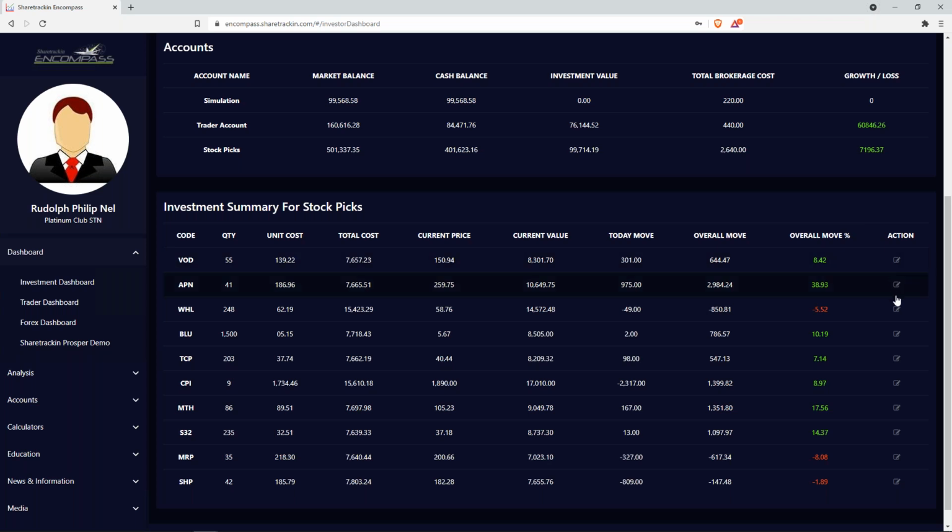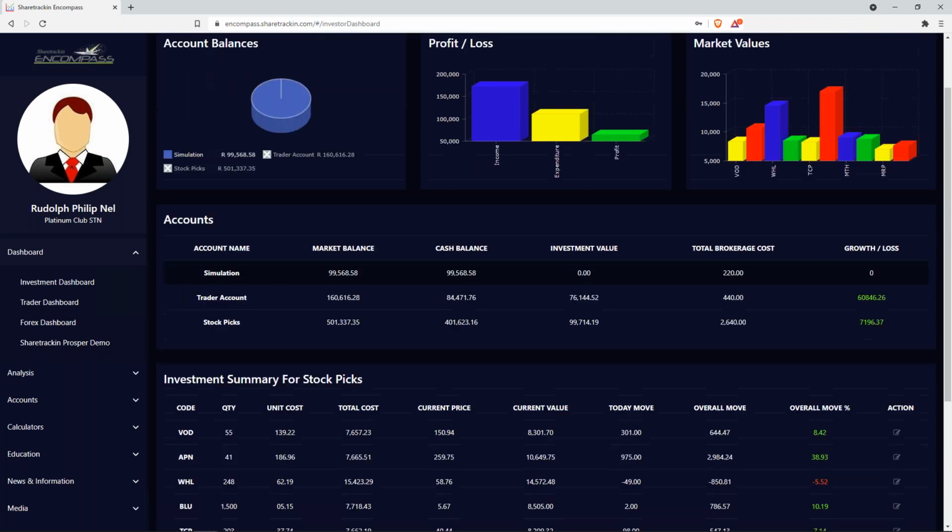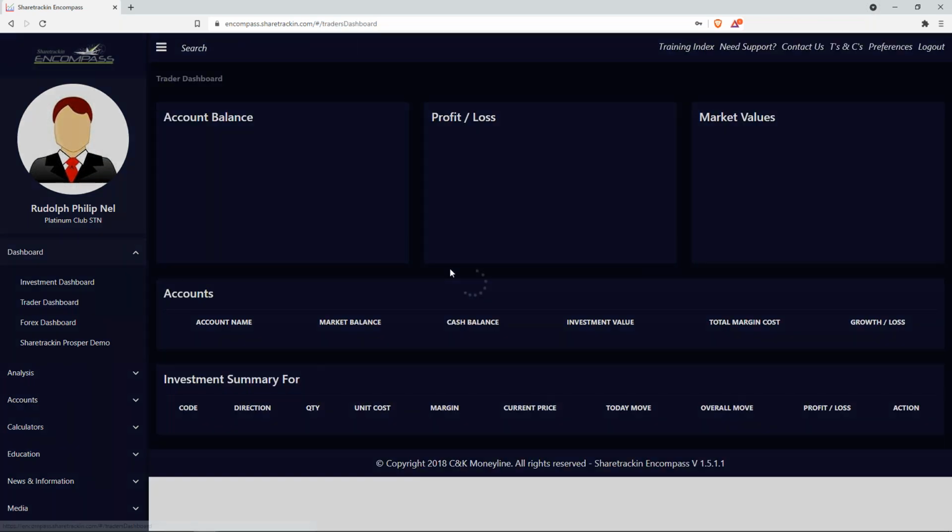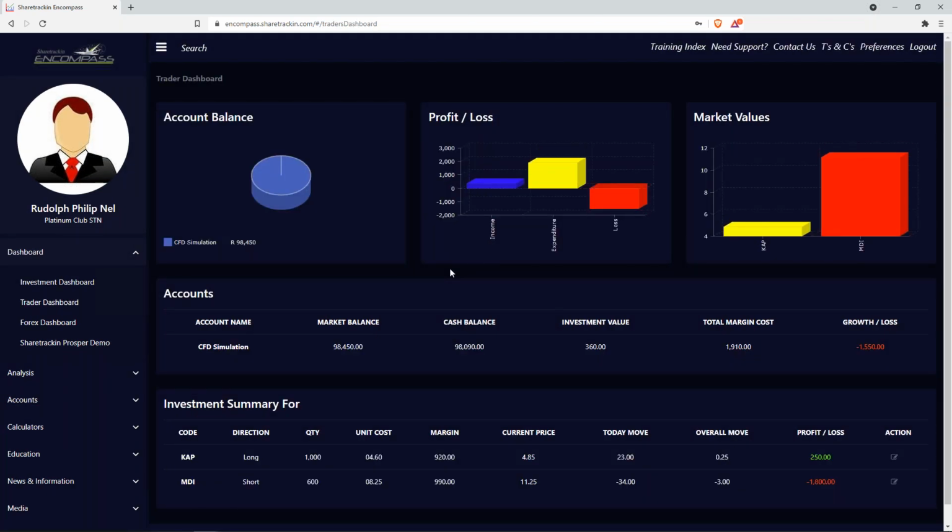And then obviously you've got the action button where you can go and set up your SMS notifications for each and every share. So the trader dashboard will look more or less the same. On the trader dashboard, you will only see that there's a slight difference.